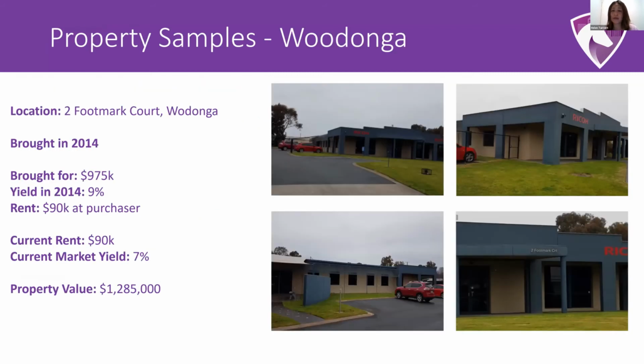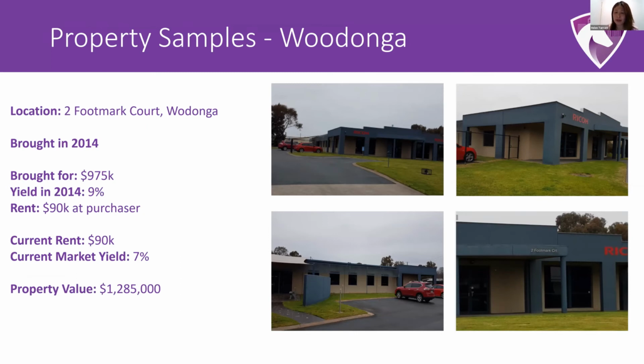So I want to show you some examples. So these are examples of properties from our portfolio. So Wodonga, as most people know, that's regional Victoria. It's on the border of Albury and Wodonga, so the New South Wales and Victoria border. So we bought this in 2014 for $975,000. At that time in Wodonga, the cap rate, or the net yield, was 9%. At that time, the tenant was paying $90,000 at purchase. Sorry, there's a typo. So they were paying that net rent.